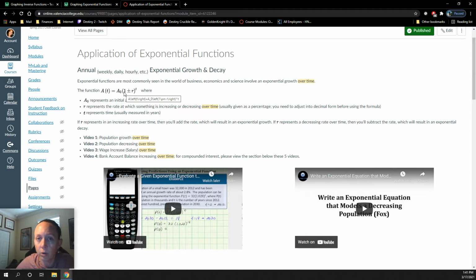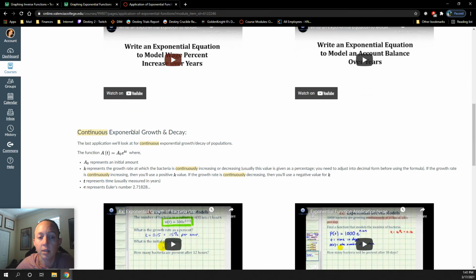Something that was not on the quiz, but it might be on the exam and definitely might be on the final, is the difference between the two exponential functions. You can see this one up here where you have either 1 plus a rate or 1 minus the rate, compared to this one down here where you have a base of e. E is Euler's number. Euler's number is kind of like pi. It's an irrational, never-ending number that appears a lot in mathematics. Why it appears, that's a story for calculus.